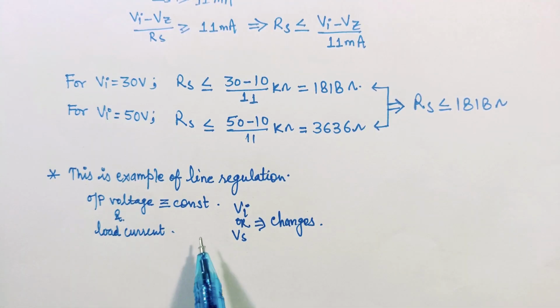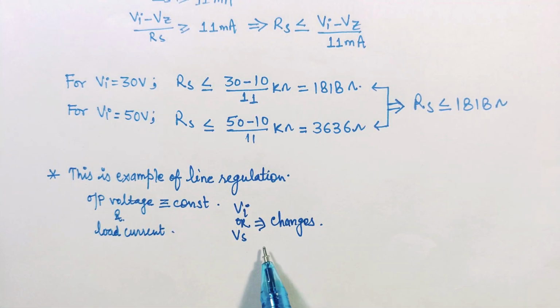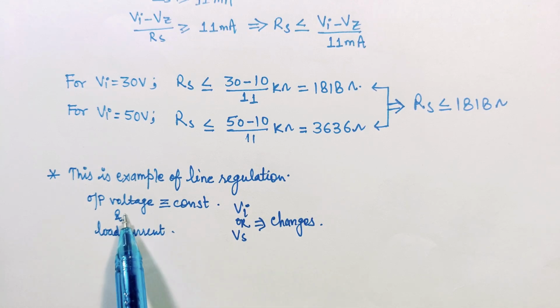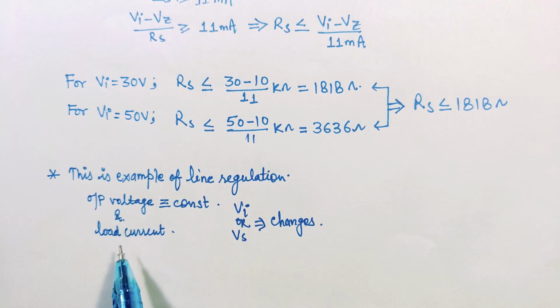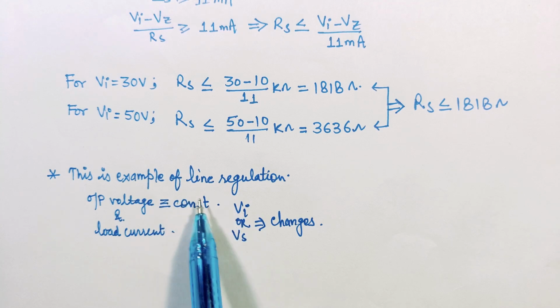As we can see in this question, Vi changes over a range that is given in this question, 30 volt to 50 volt. But output voltage, that is V0, is constant here, and load current IL is also constant here. So this type of circuit, where input voltage changes but output voltage and load current are always constant, this type of regulation circuit is known as line regulation circuit. If a line regulation problem is given in the question, then we can solve it by using these steps.